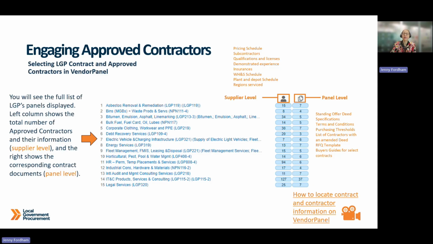On the right, you'll see two columns. On the left side, the person icon shows the supplier level. For example, the first contract has 15 approved suppliers. If you click that button, you'll get a list of those suppliers, and you can click through to see their details. On the right side, the papers icon is the panel level. Here, you'll find all the contract documents like the standing offer deed and the customer contract.